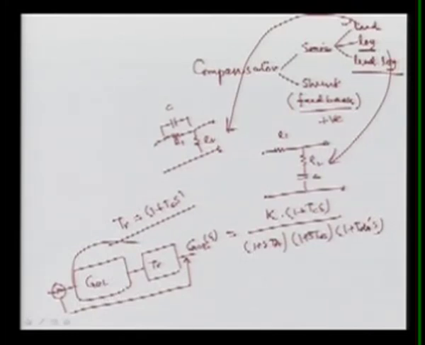What we can do is set the value of this TC in such a fashion that we can cancel any of our open loop poles. For example, as I said, TE is 0.5, here we had the time constant 1, and here we had the time constant 0.2. Now if you put TC equal to 0.5, then what will happen? This and this will be cancelled out.